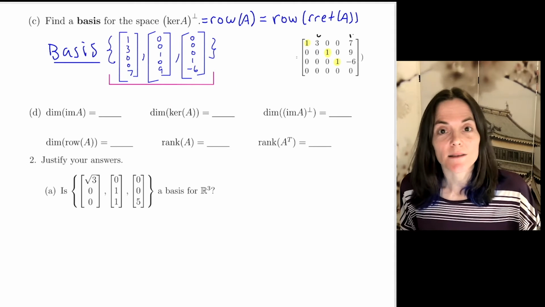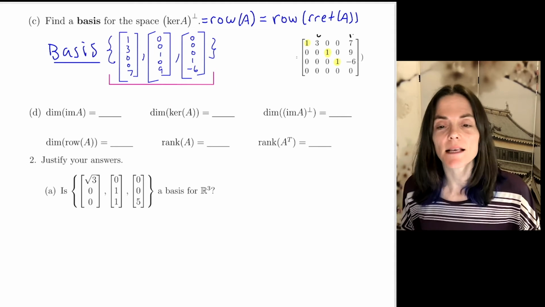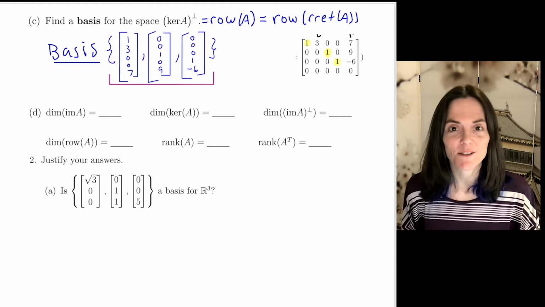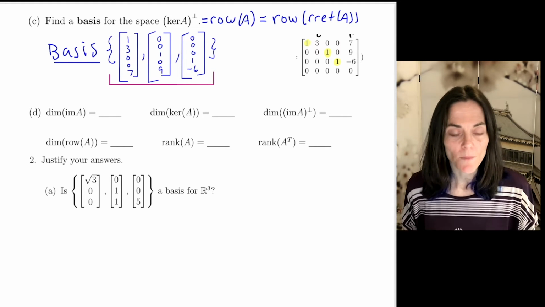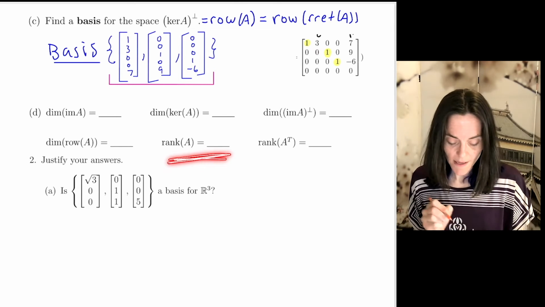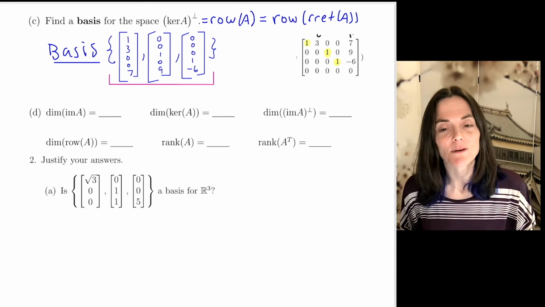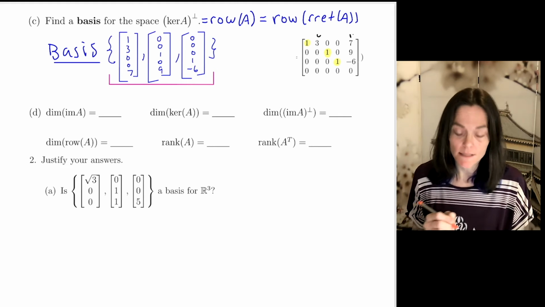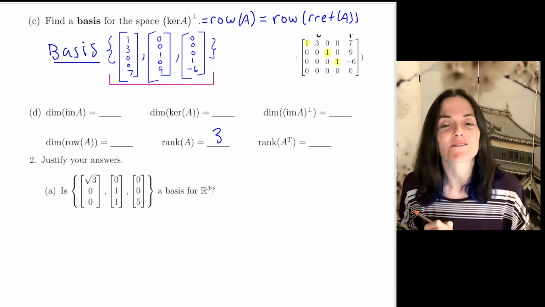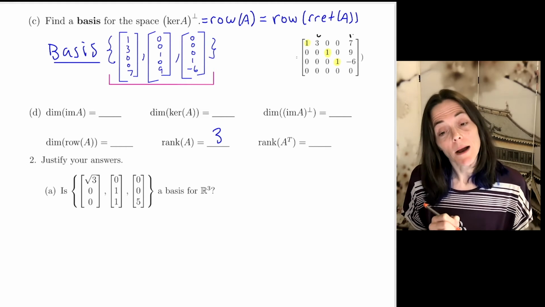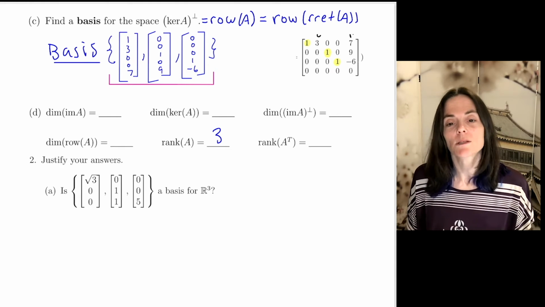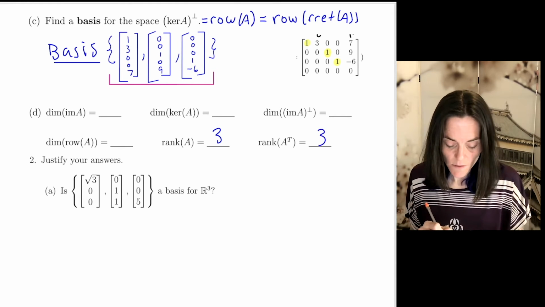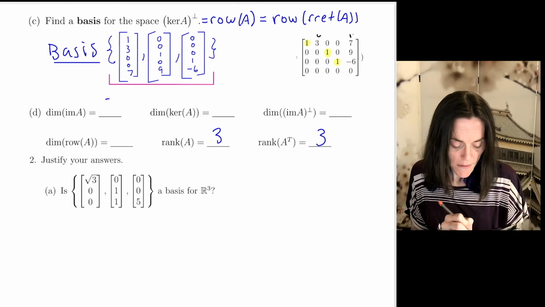Letter D just asks us a bunch of dimensions, and especially looking at the reduced row echelon form here, we can figure them all out without going back to our previous page. Maybe I'll start down here with the rank of the matrix, because that will be our answer in multiple questions. The rank of this matrix is 3, the number of leading ones in the reduced row echelon form. But the rank of A transpose is always the same as the rank of A. So this is also 3. This would be the dimension of the image.